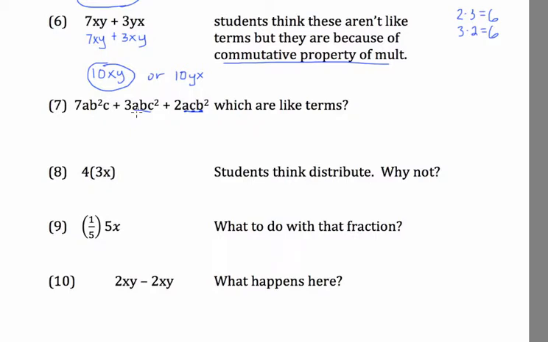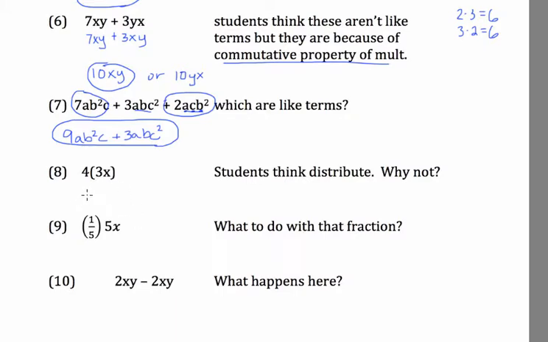This is not a like term. The squared is not with the b, it's with the c. So this and this are like terms. 7 of them plus 2 of them make 9 of them. And then this one, since it's not a like term, cannot be added. So we just write it there. It is now simplified.